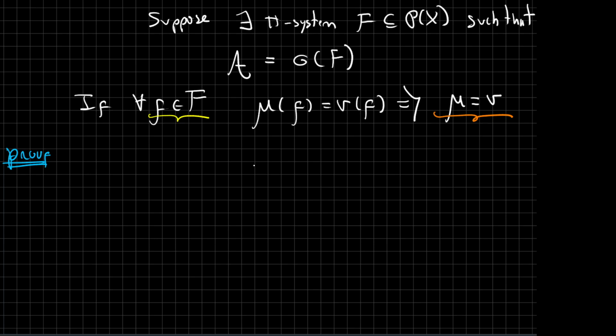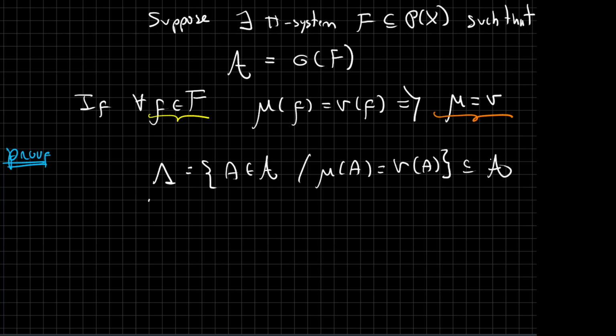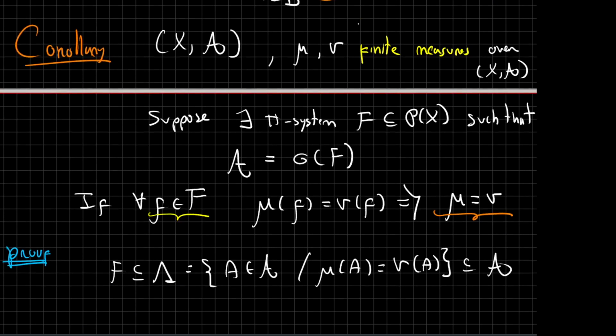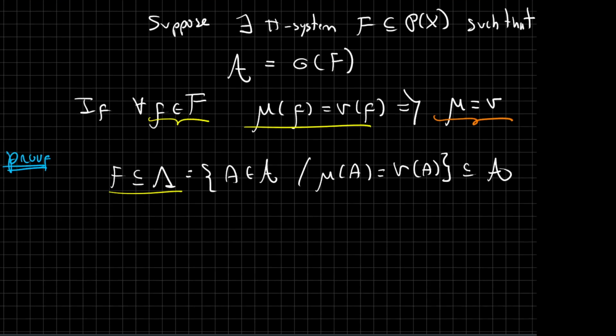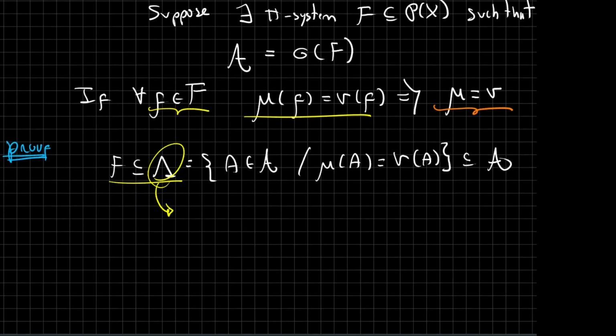So let's define a set, let's define this set here as every element of the sigma algebra such that these two measures have the same value. This is of course a subset of the sigma algebra. So it happens that f is a subset of this by our hypothesis here, that inside f they have the same value, so f is a subset of this. We will show that this thing here is a lambda system.